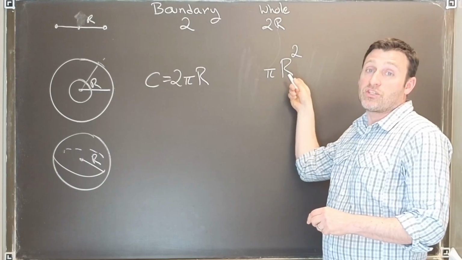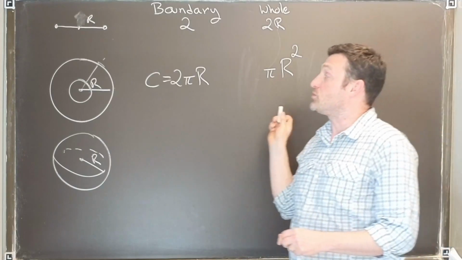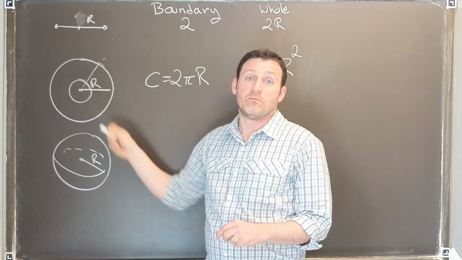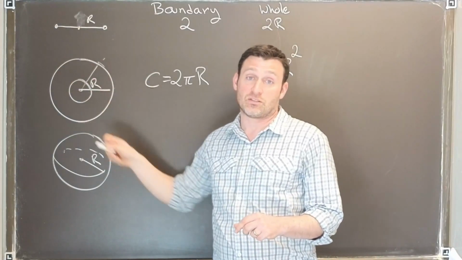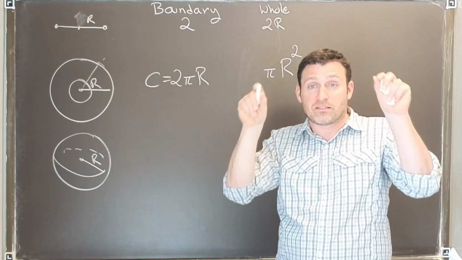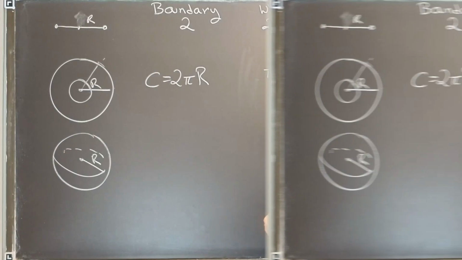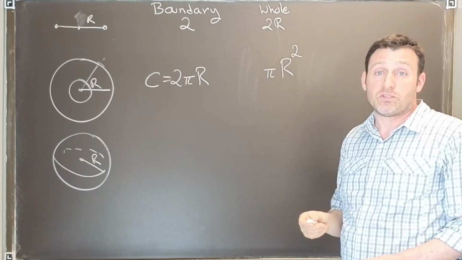Pi r squared is changing at some rate, and that change in rate has to be the circumference. But this should make some sense. The inside circles are changing at a faster rate than the outside circles. If we keep dilating, we keep adding smaller and smaller amounts around the boundary. So we start to see the relationship that we saw with the square.